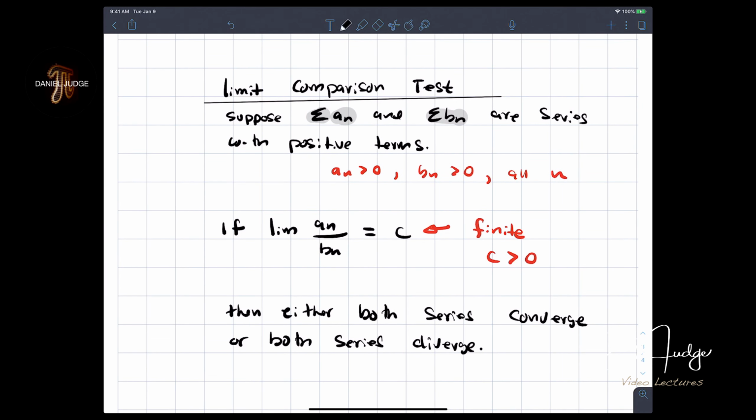This is the big assumption. This is really where all your work is going to be, right in here. So you're going to look at the ratio of these, and you're going to find if that limit, and this is an if-then statement. It doesn't go both ways, right? If the limit of the ratio is a constant, a finite value that's positive, then either both series converge or both series diverge.